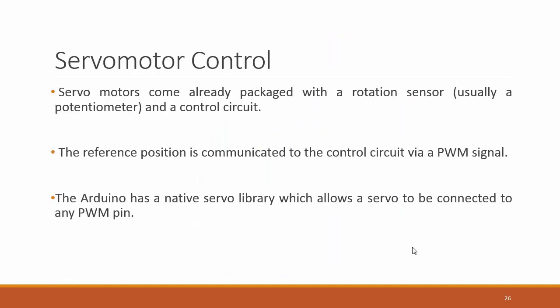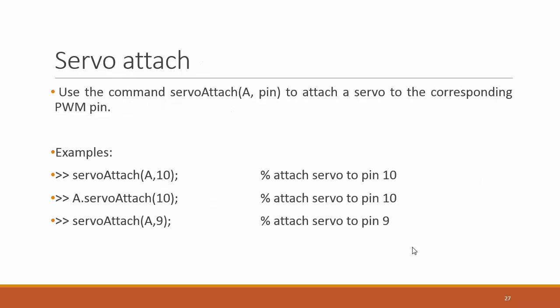Another useful tool is the control of servomotors. Servomotors come already packaged with a rotation sensor that usually is a potentiometer and a control unit. The reference position is communicated to the control unit by a PWM signal. The Arduino has an active servo library which allows a servo to be connected to any digital PWM pin. To configure a servo, you have to attach it using the command servo attach with the corresponding PWM pin as the example shown.